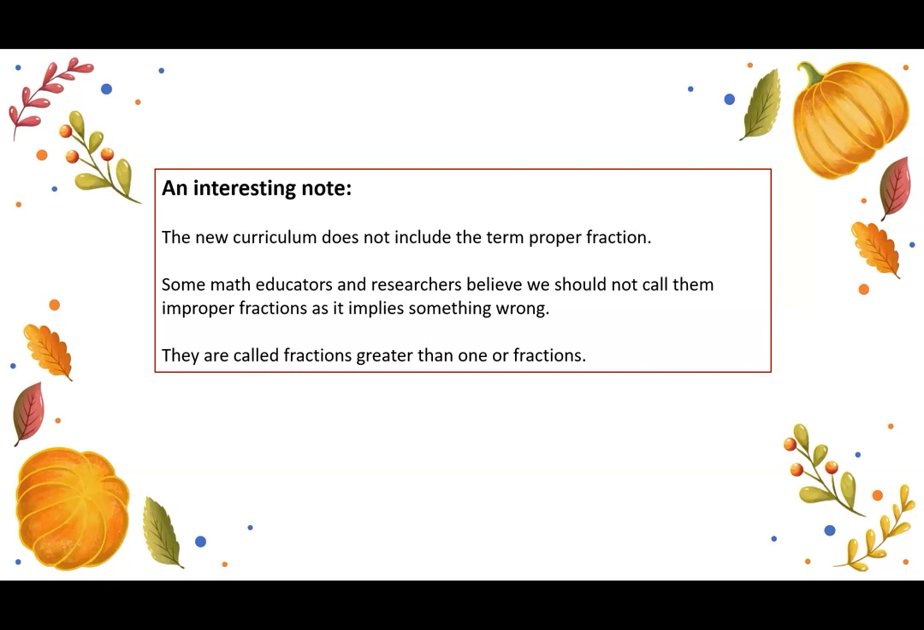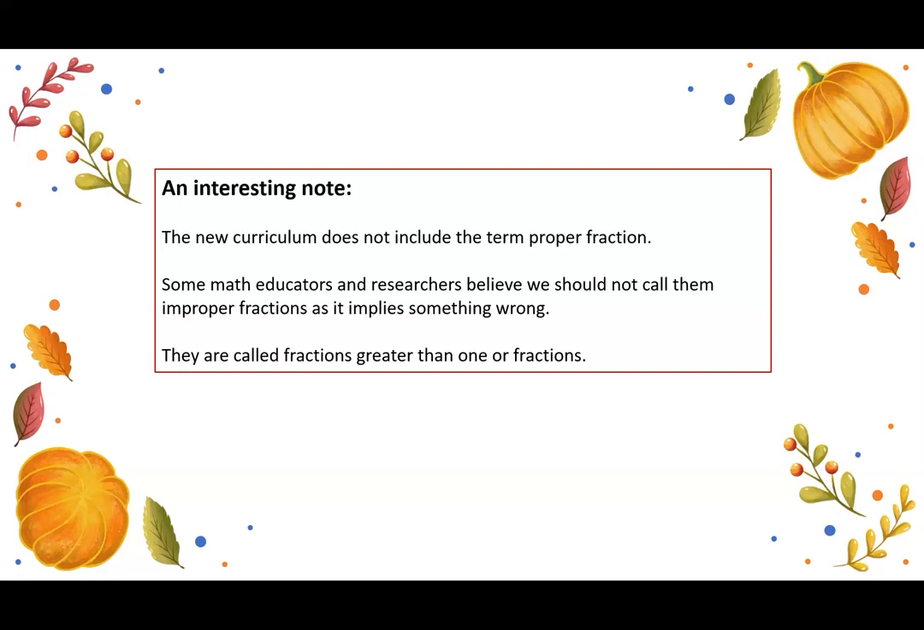What I'm seeing and reading more and more is that some math educators and researchers, really well-known math educators, believe we should not call them improper fractions, as it implies something wrong. So they'll say they're all called fractions, proper and improper. One just has the numerator smaller than the denominator, and the other has a numerator that's greater than the denominator. So they would say an improper fraction is a fraction where the numerator is greater than the denominator.